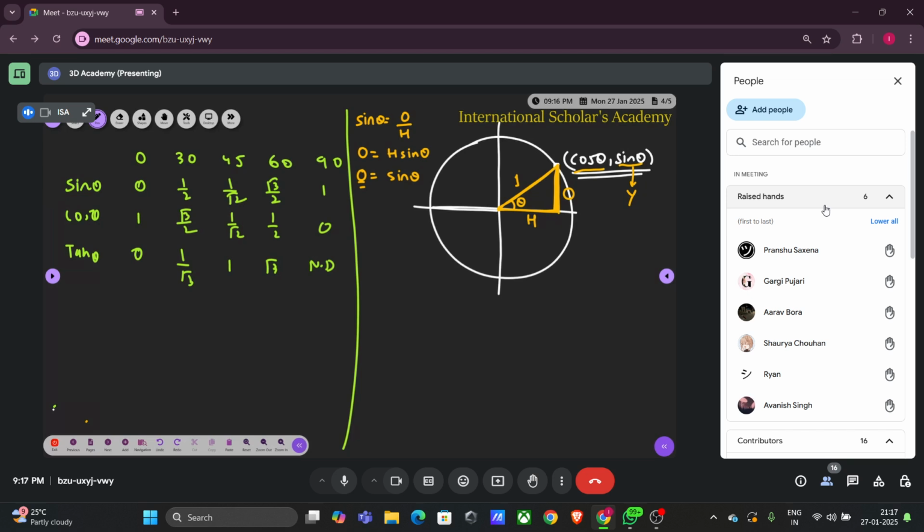So I am just finding opposite side. Opposite side is coming as sine theta, and opposite side is a vertical distance. Vertical distance is the y coordinate. Horizontal distance is the x coordinate. So using same logic, you get the cos theta, right?